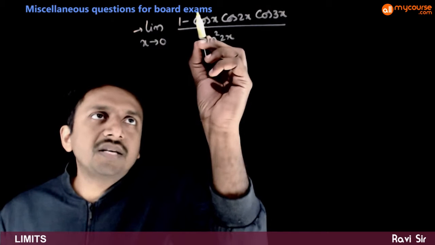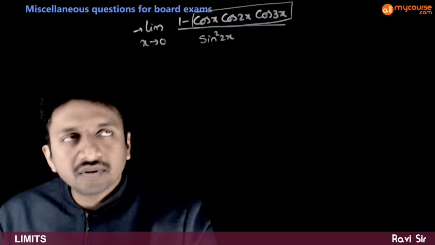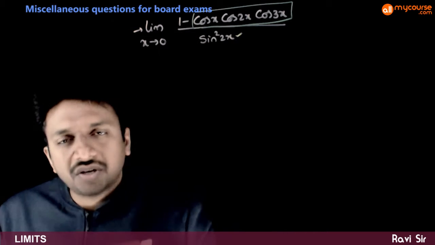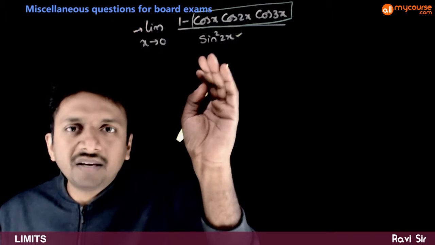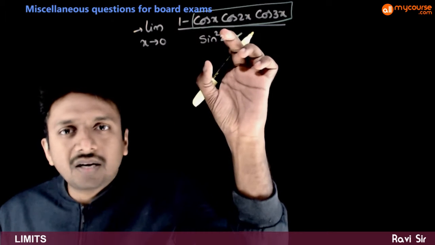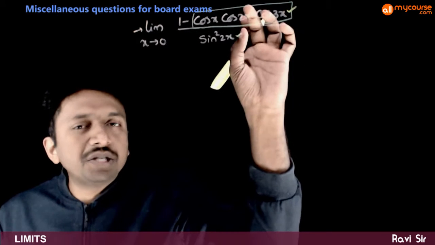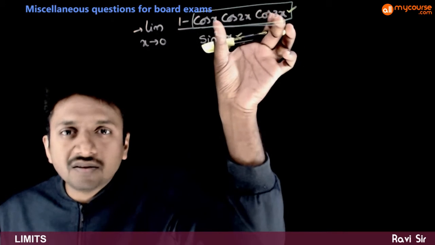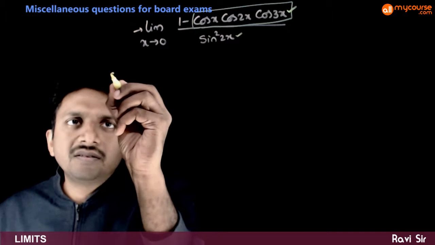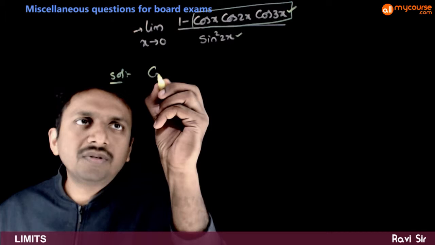Again, it is not a very straightforward question. So we have cos x into cos 2x into cos 3x. Sine square 2x is very straightforward. If you divide by 2x whole square and multiply by 2x whole square, this term will go to 1. So the critical simplification that you need to do in this question is this term. So you have the basics of trigonometry with you. Let us try to simplify this.